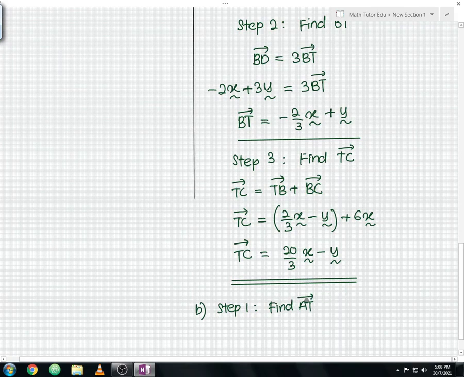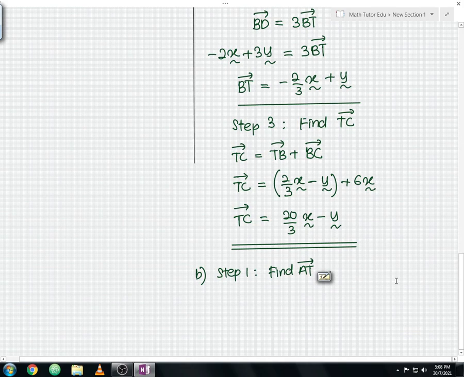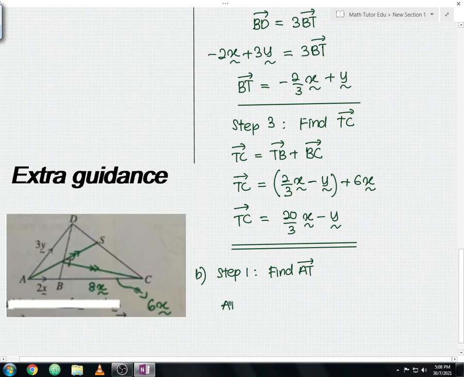Okay, so from here, to find the vector AT, we're going to use the addition of two vectors, vector AB plus vector BT. So from here you should get your vector AT is equals to, vector AB is 2x, and then you plus vector BT. Vector BT we've already found in the working of question A part 2. You just include this value over here.